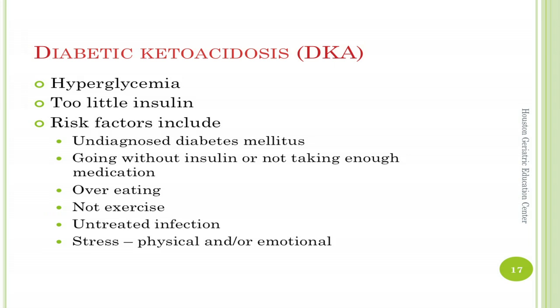Signs and symptoms of high blood sugar would be, some of them are similar to low blood sugar, which would be nausea, vomiting, excessive thirst, excessive urine. They could have abdominal pain. Their breathing could change and become labored and deep. They could become confused. They could be very lethargic or stuporous, and they can even go into a coma.